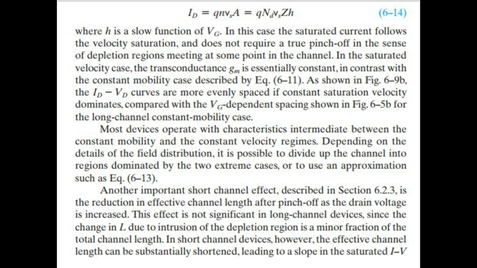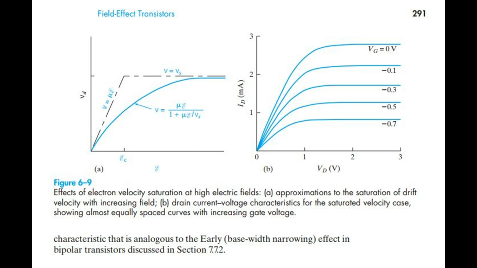This effect is not significant in long channel devices, since the change in L due to intrusion of the depletion region is a minor fraction of the total channel length. In short channel devices, however, the effective channel length can be substantially shortened, leading to a slope in the saturated current voltage characteristic that is analogous to the Early, base width narrowing, effect in bipolar transistors discussed in section 7.7.2.